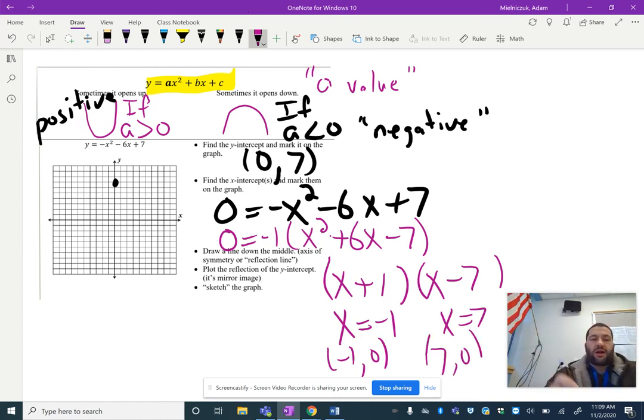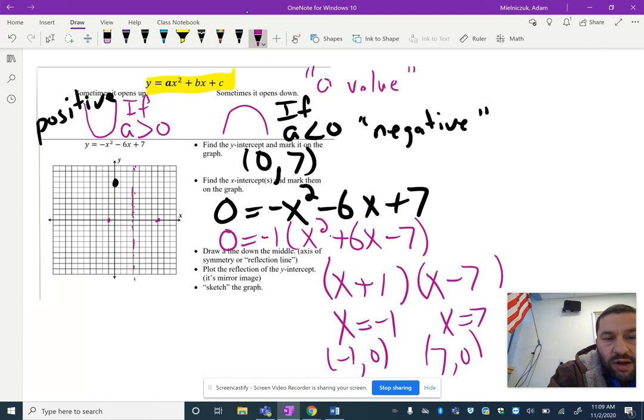All right, so let's plot our 2 points. We have negative 1, 0. We have 7, 0. So 1, 2, 3, 4, 5, 6, 7. All right, so there's 8 points in between. So halfway between 8 would be 4. So 1, 2, 3, 4. So this is our axis of symmetry.